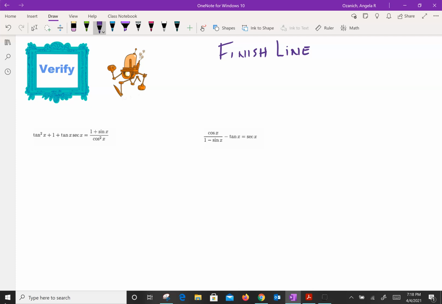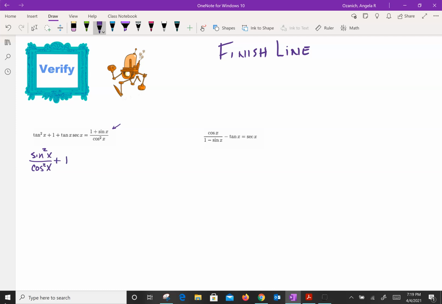Okay, so we have a lot going on here. As I'm looking at this first problem, the finish line has things in terms of sine and cosine right over here on the right side. So I think what I'm going to do is change everything to something in terms of sine and cosine. So I'm going to change the tangent to sine squared of x over cosine squared of x.